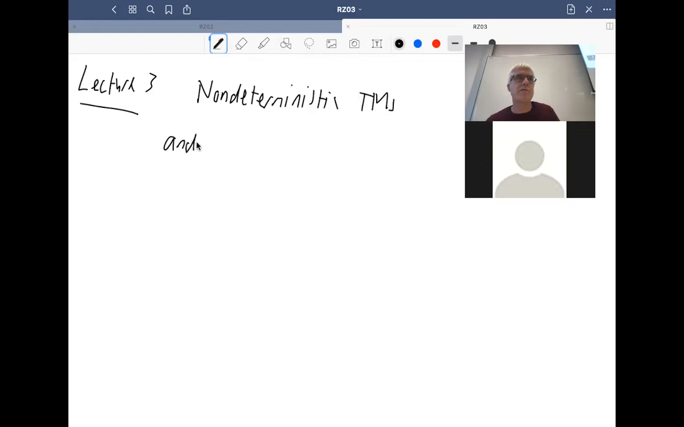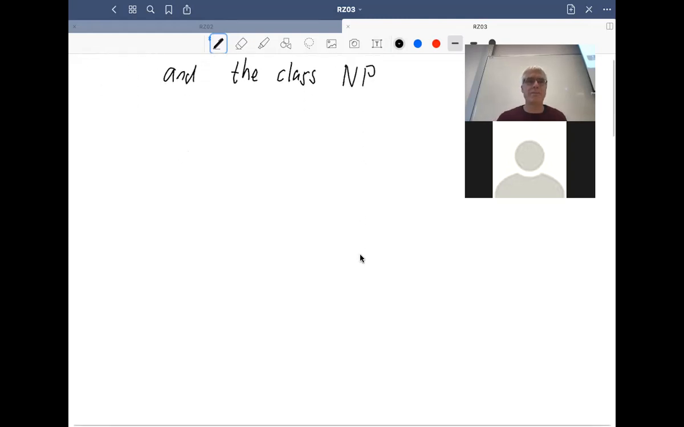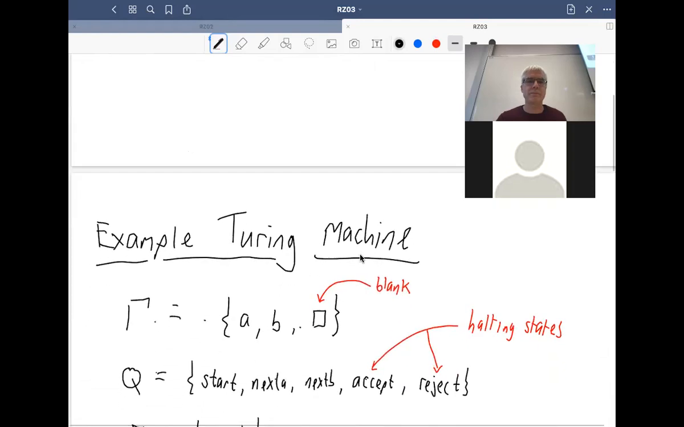We're going to use those to define the other half of the famous open question, does P equal NP? We've defined P, the polynomial time decidable problems. And we're now going to define NP, the non-deterministic polynomial time decidable problems. So by the end of today, we're going to know what the question, does P equal NP, means. A question that has a $1 million prize for its solution.